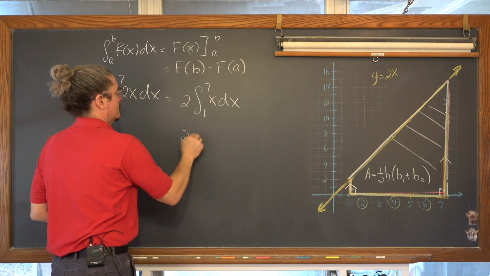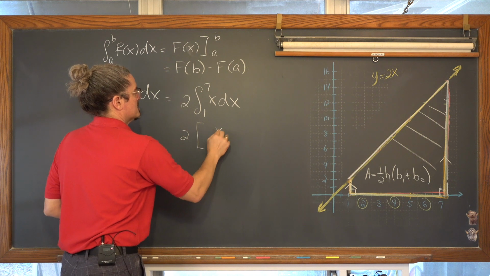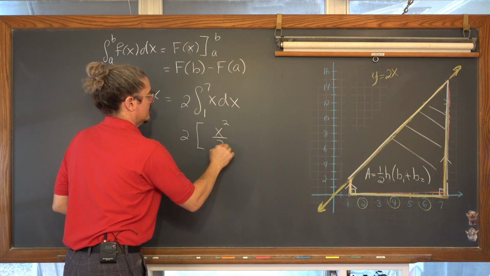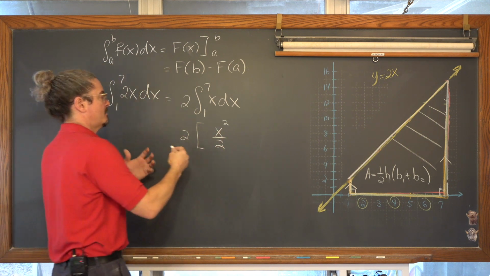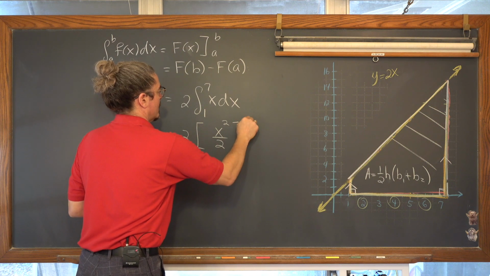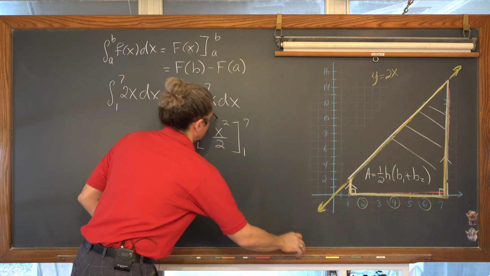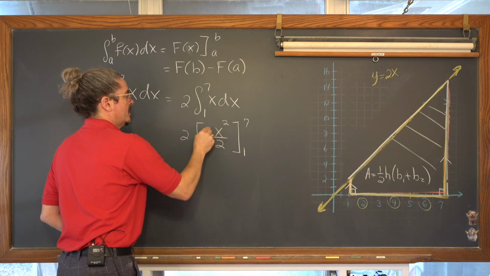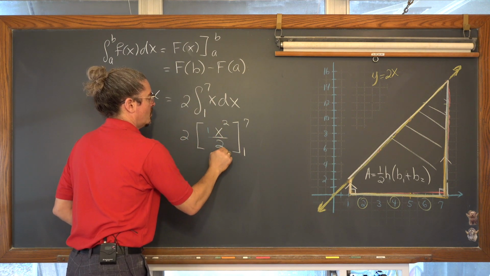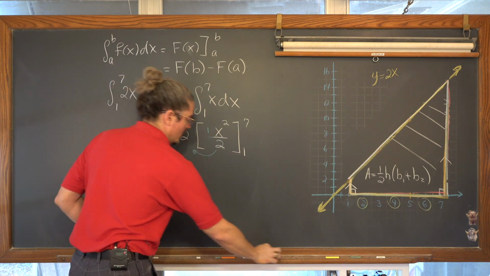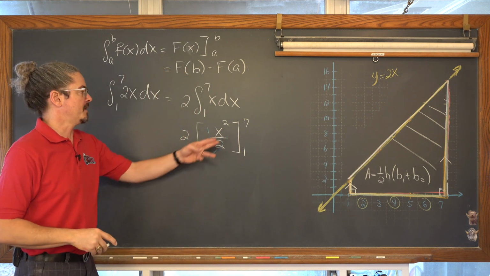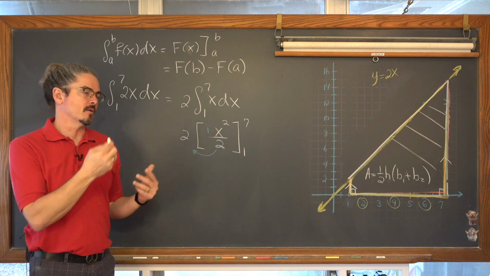We can increase that exponent by 1 and then divide by that increased exponent using that power rule for integration. We have an upper limit of 7, a lower limit of 1. And in front of this x squared, we have a coefficient of 1/2. We can go ahead and bring that out, which I like to do before plugging in the upper and lower limits to simplify my arithmetic.